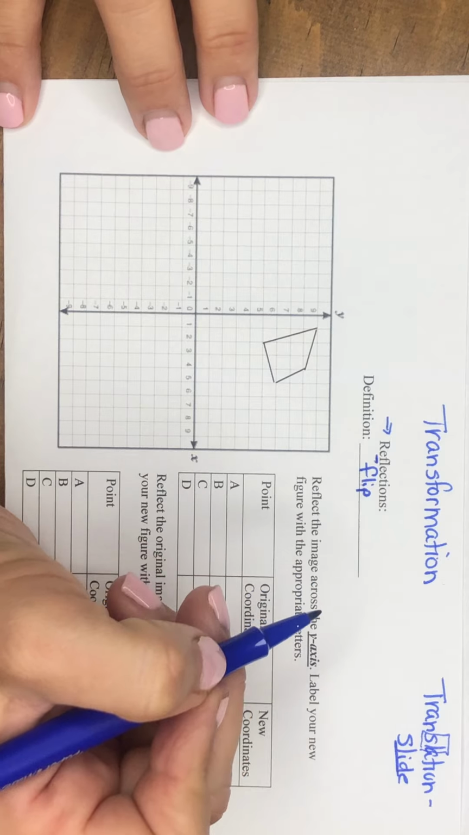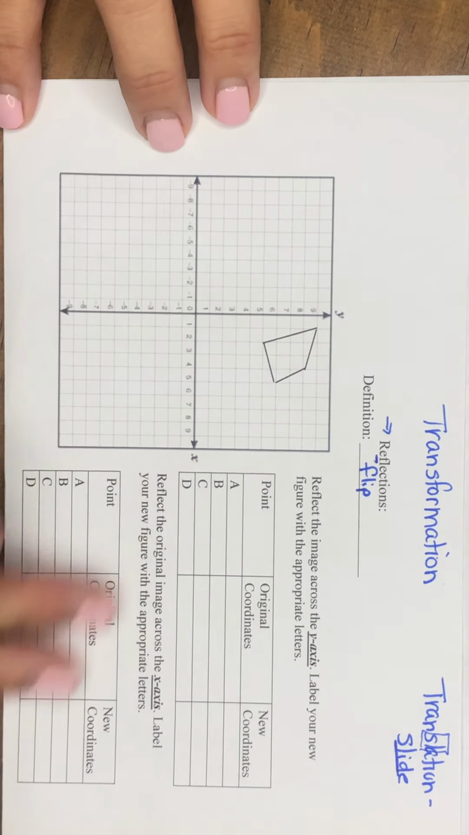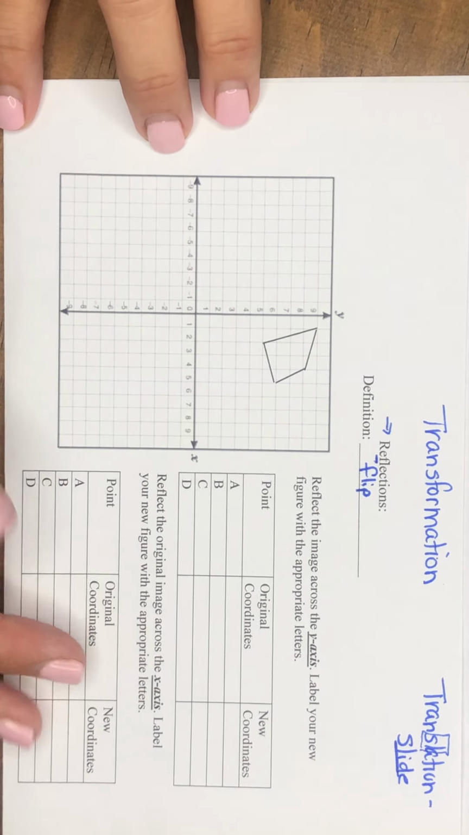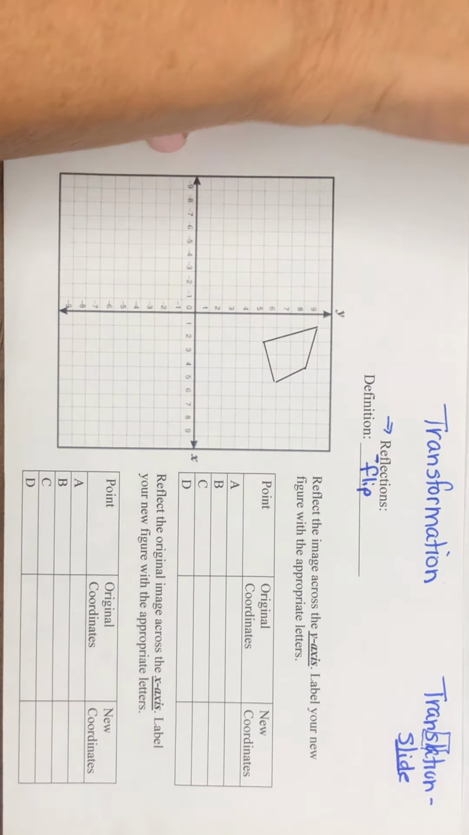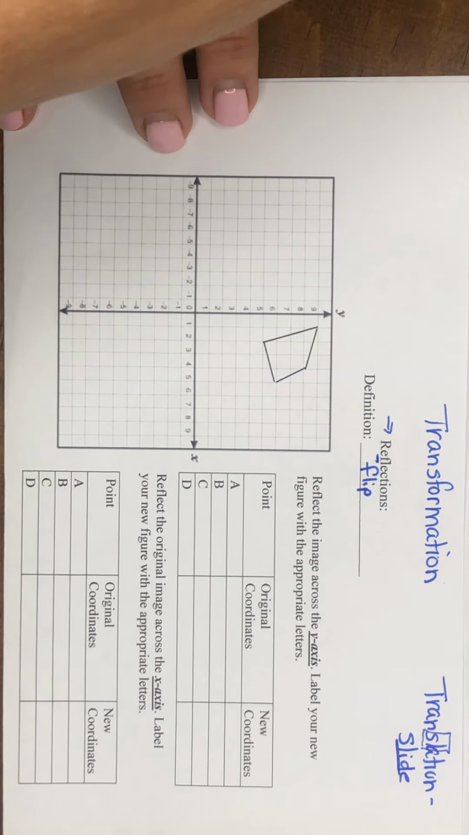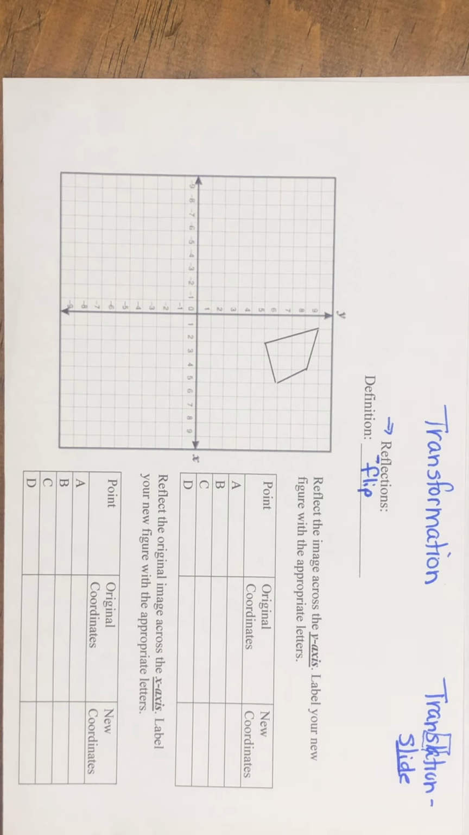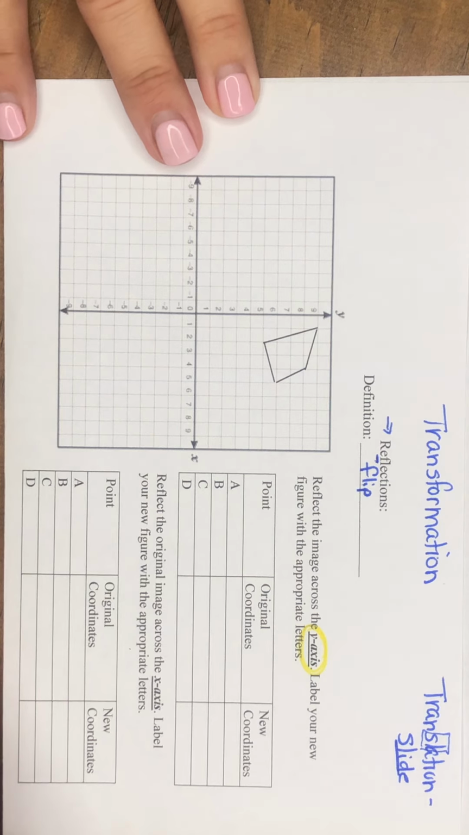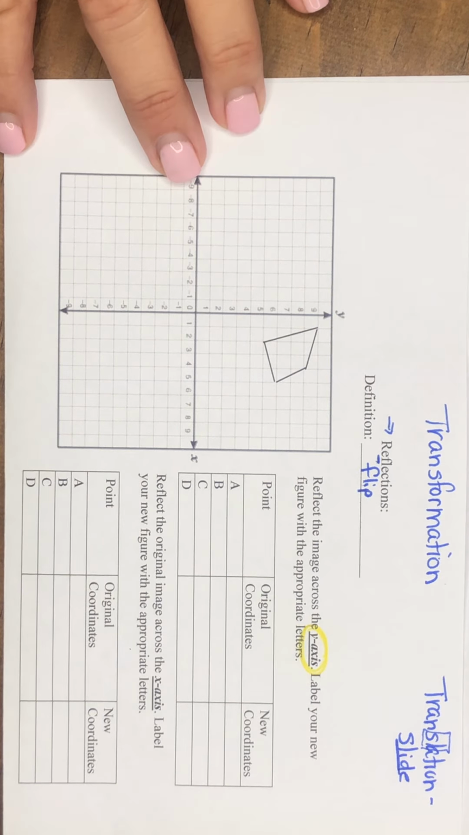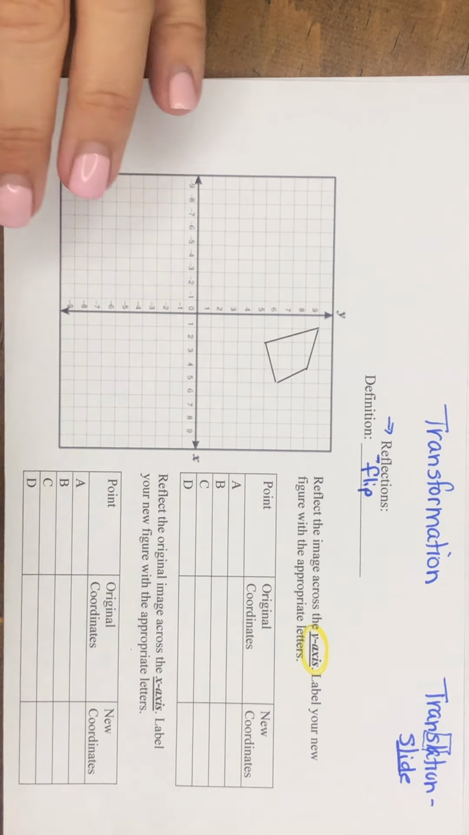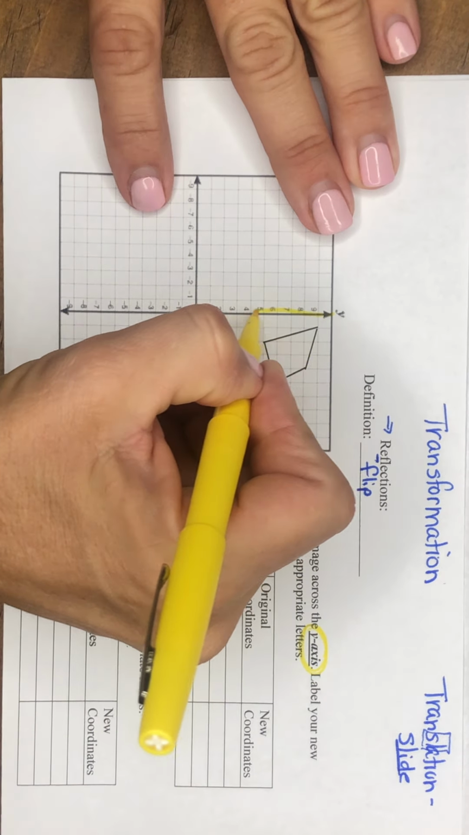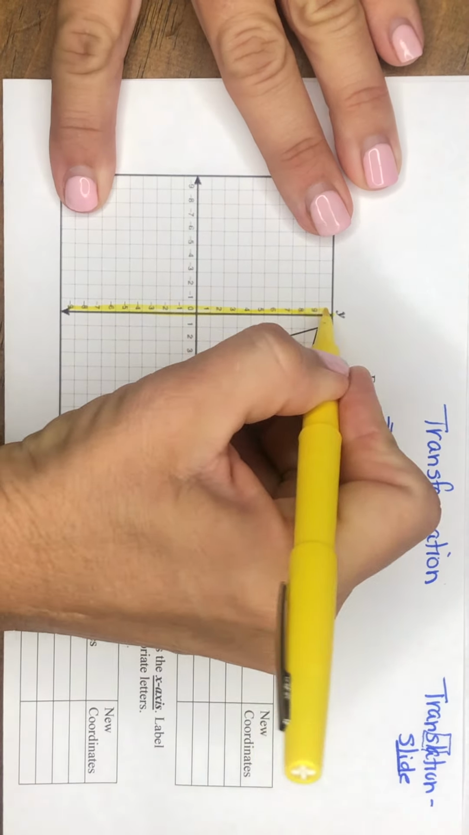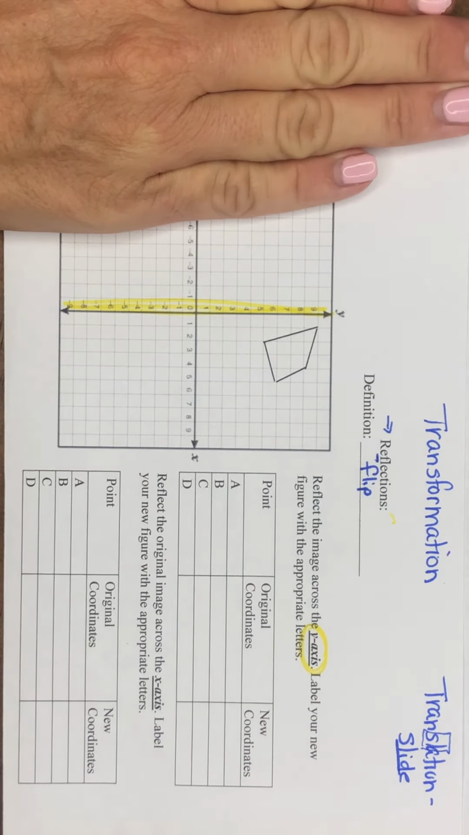Okay, so what you're going to do is, whenever you have to reflect something, you're going to look and see where you need to reflect it from. If you'll look at this first one, it says I'm going to reflect the image over or across the y-axis. So the y-axis is going to be my reflection line. It's kind of like a fold. So this is going to be it. I'm going to flip it over this. So it's here right now, and then I'm flipping it this way.